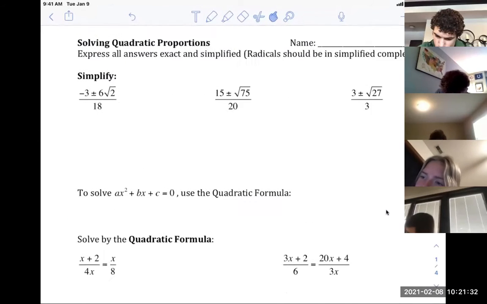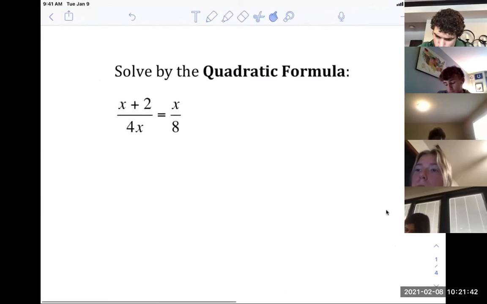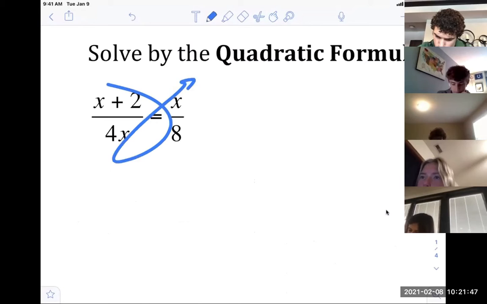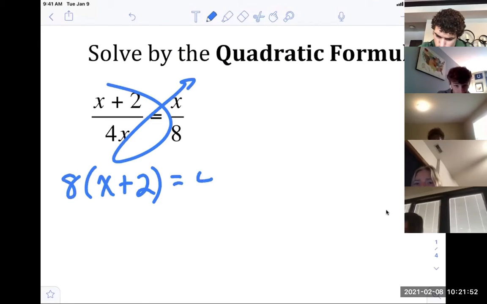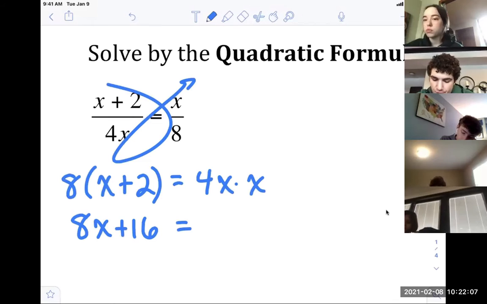And we're going to talk about the quadratic formula today. So I know you saw this last spring, but we're going to make sure that we remember how to use the quadratic formula. Sometimes when you solve proportions, like this would be 8 times x plus 2 is equal to 4x times x. And if I distribute on the left side, we've got 8x plus 16. What would the right side be? Wouldn't it be 4x squared? 4x squared.